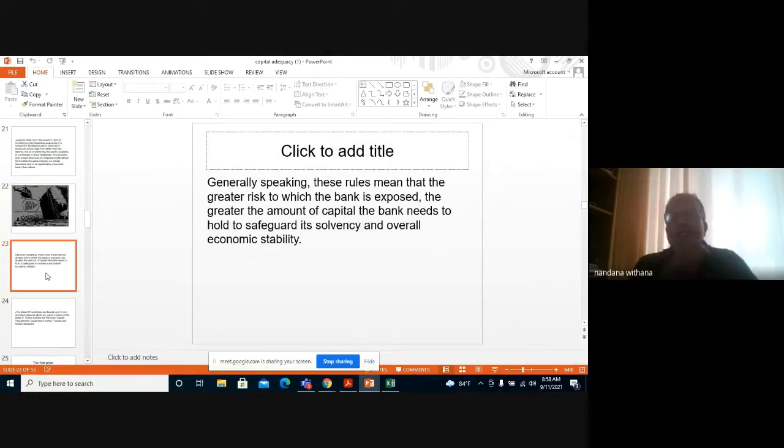Generally speaking, these rules mean that the greater the risk to which the bank is exposed, the greater the amount of capital the bank needs to hold to safeguard its solvency and overall economic stability. Okay.